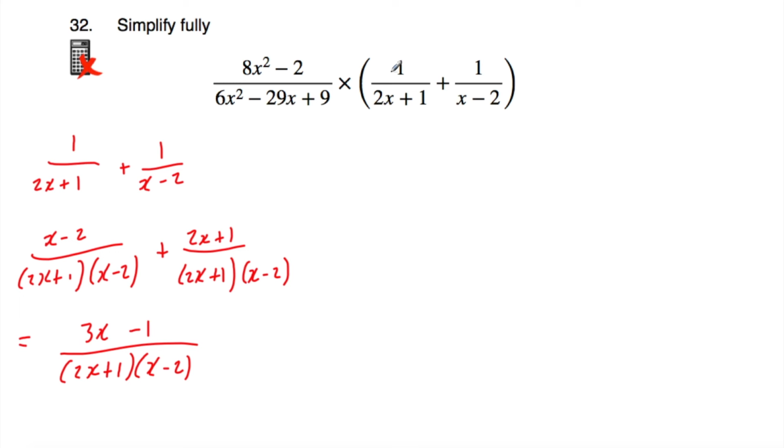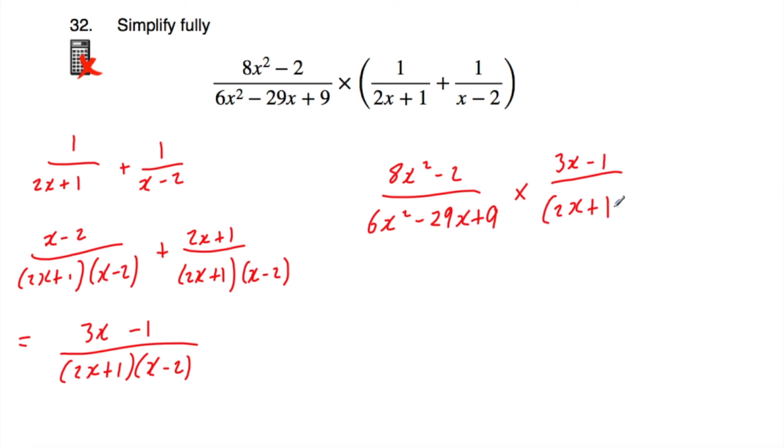Okay, so let's replace this with that. So we would have 8x squared minus 2 over 6x squared minus 29x plus 9. And then we've got multiply by, and instead of this, we're going to write this. So we've got 3x minus 1 over 2x plus 1 brackets x minus 2. Now at this point, we could multiply and then try and simplify. I'm actually going to simplify to begin with. So let's see if we can factorize anything.